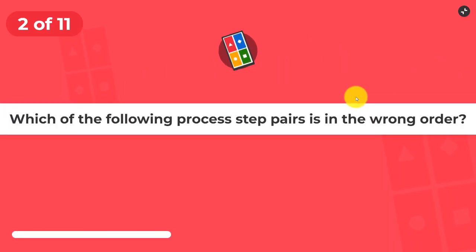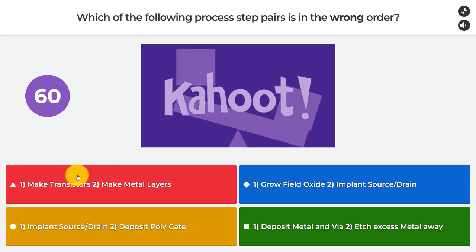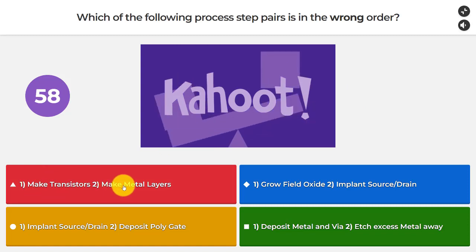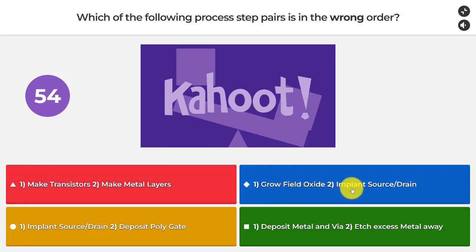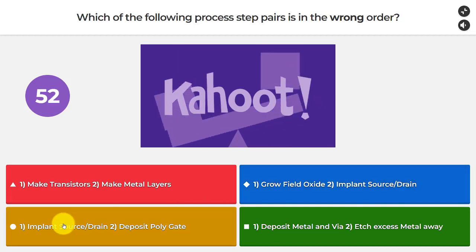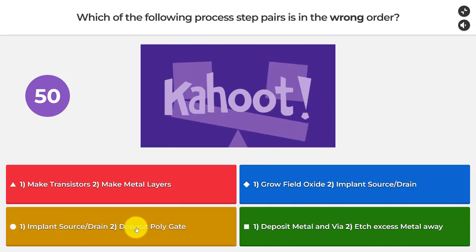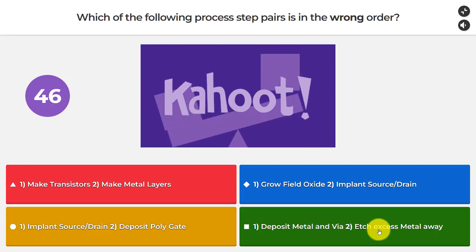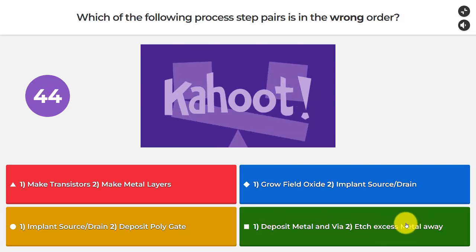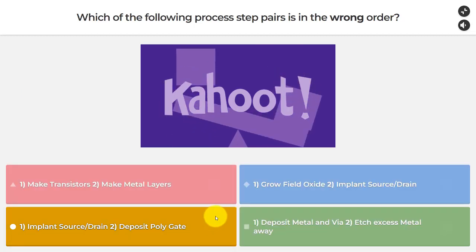Question number 2. Which of the following process step pairs is in the wrong order? Is it that we first make transistors and then we make metal layers? Is it that we first grow a field oxide and then we implant the source and the drain? Is it that we implant the source and the drain and then deposit the polygate? Or is it that we deposit metal and via and etch away excess metal? So this is a bit hard, but the answer is over here.